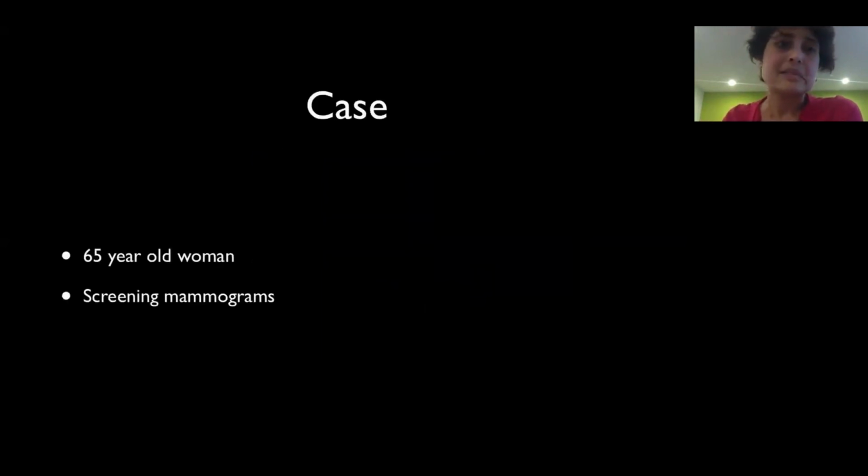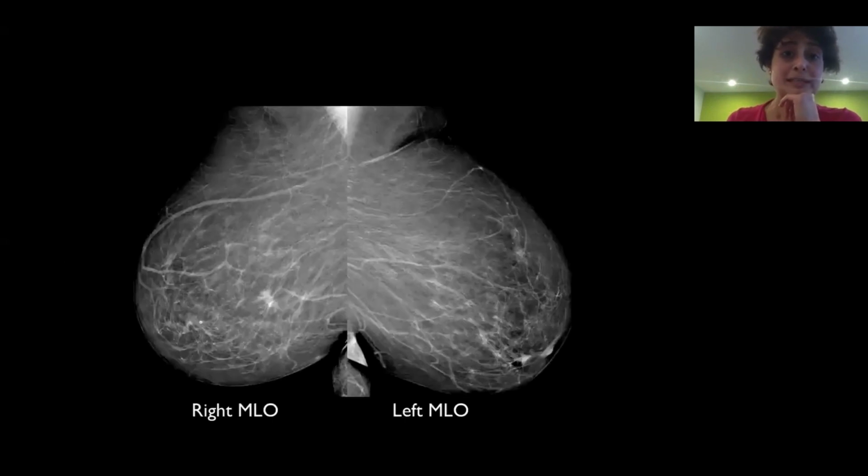Okay, the next case, a 65-year-old woman, screening mammogram. So this woman was invited for screening, which she took up, and she had her 2-view mammograms, MLO and CC views. These are the mediolateral oblique views, right and left, and you can see that there is a spiculate lesion on the right side, which is right back from the nipple, almost in the center of the breast. So if you draw a line back from the nipple, it's really on that line.